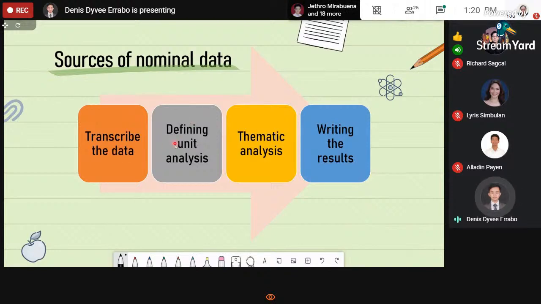You define the unit of analysis, whether you are looking only for a certain condition you are interested in, a certain model, a certain theory, which can affect the rest of the variables. And then from that, you expand it through thematic analysis, and then you write the result. However, it's not as simple as what you can see on the screen.